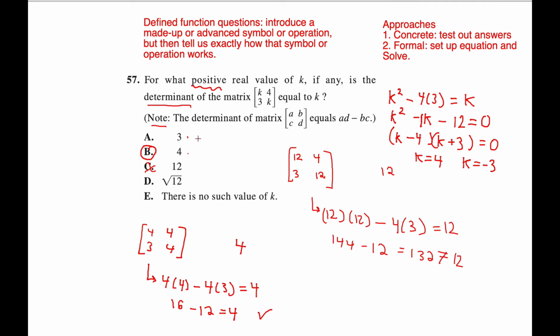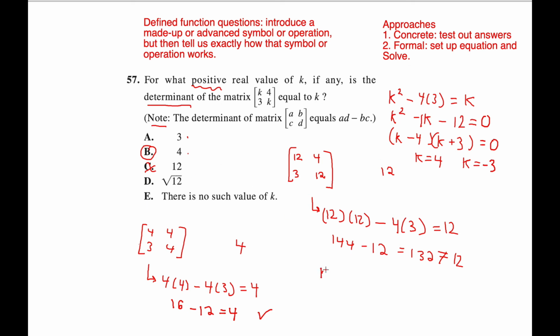And this attention to detail from the ACT's perspective is just as important, if not more important, than actually knowing the formal math behind the solution. And for answer choice D, radical 12, one way someone could get that is if, when setting up their determinant equation in the formal way, rather than setting it equal to k, like we did over here, they set it equal to 0, then that would lead to D as the answer.